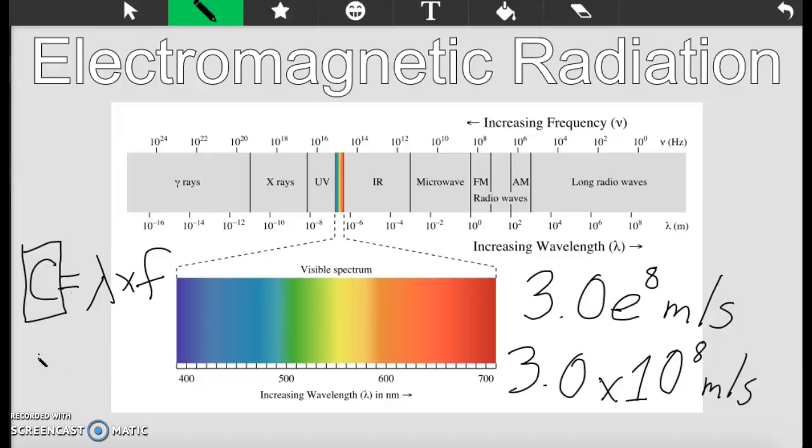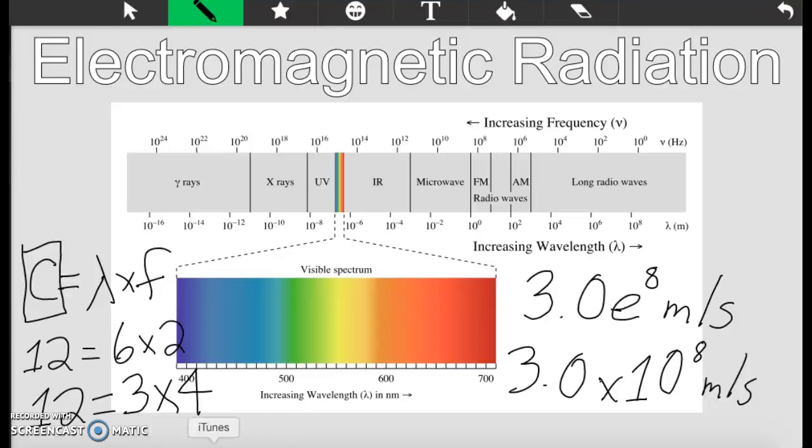In class we used the examples. Let's pretend that the speed of light is actually 12, and we'll say that our lambda is 6 and our frequency is 2. Now the inverse proportion means that if wavelength goes down, frequency should go up. So to keep this equation equal, 12 equals, now wavelength needs to go down, so let's say wavelength becomes a 3. Frequency should go up. Well, what times 3 equals 12? 4. So wavelength went down, 6 to 3. Frequency went up from 2 to 4. So if you need the real numbers, use the real numbers.